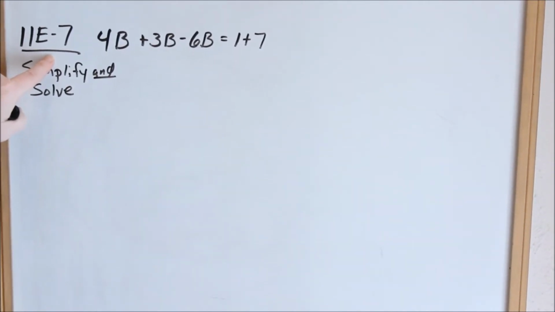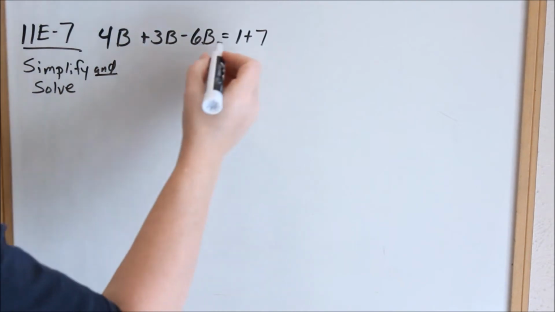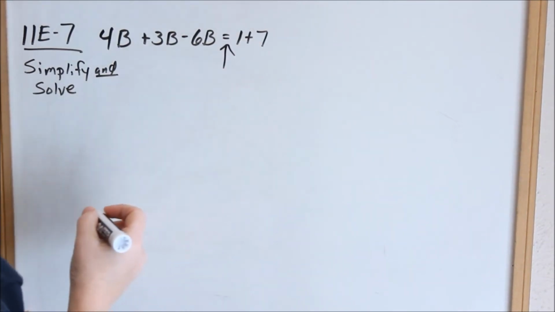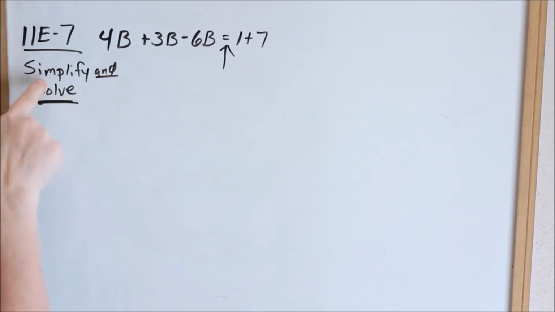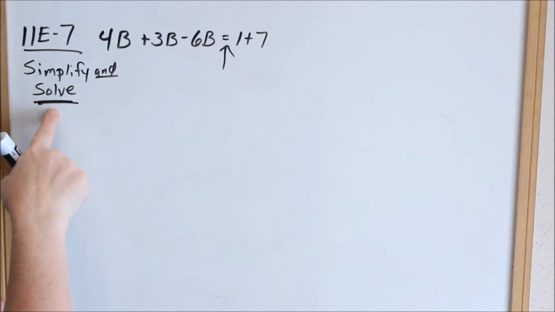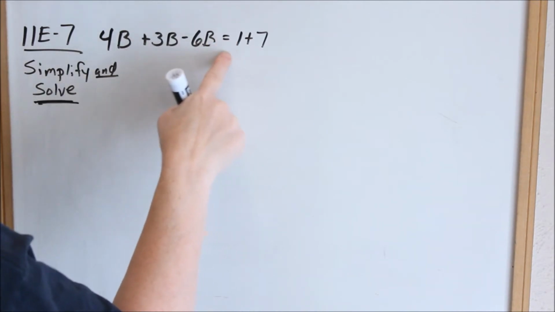Okay, now let's take that concept, looking at 11E7. We can take the concept of combining like terms and now solving for the letter. Here, the difference is we now have an equal sign, and when you have an equal sign, you will be solving. You will simplify first, meaning combine like terms, and then you will solve for your letter with what we learned last lesson. Okay, so the difference is, again, you have an equal sign.